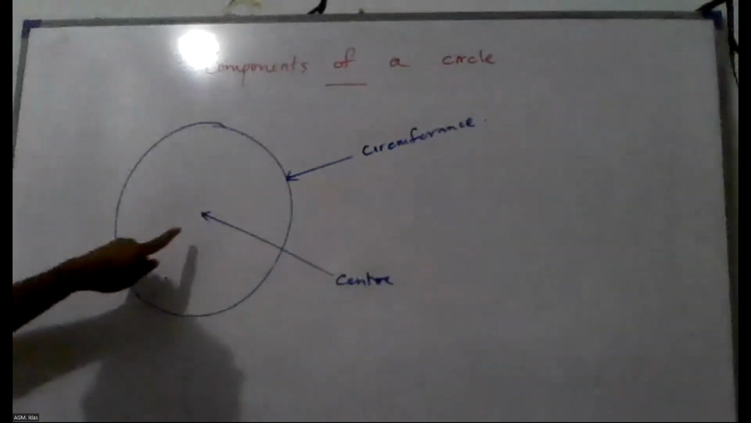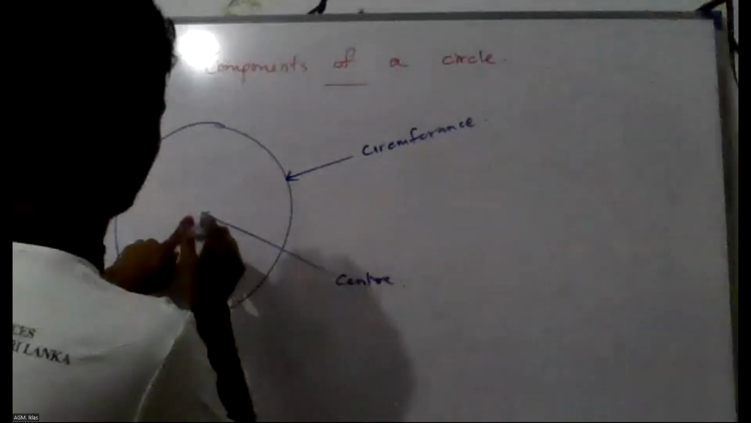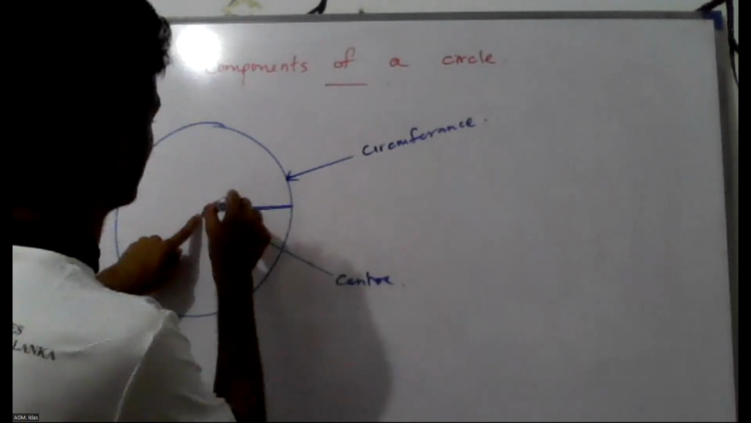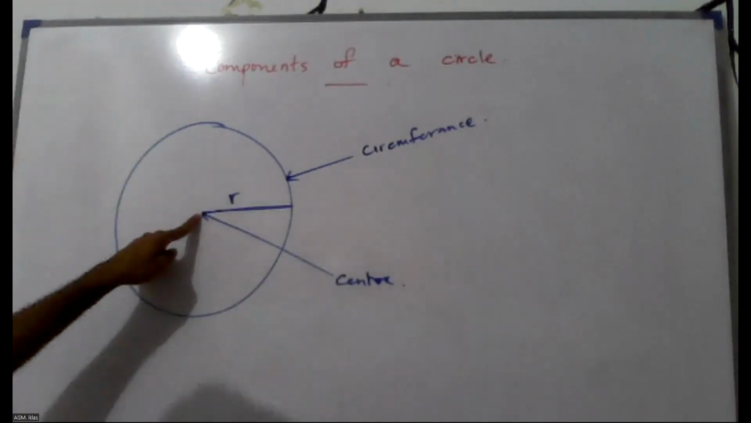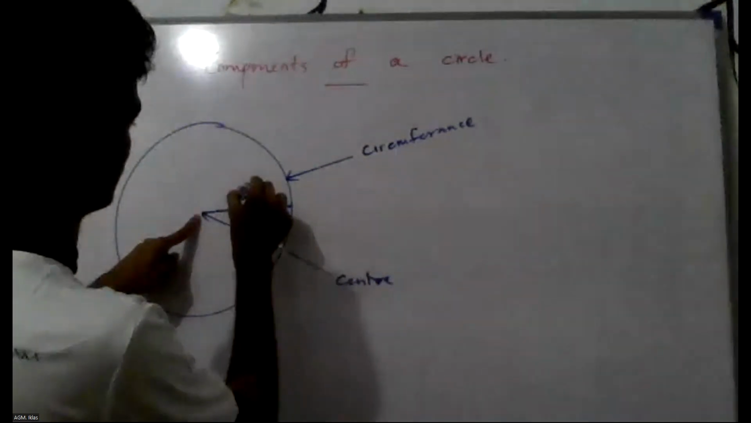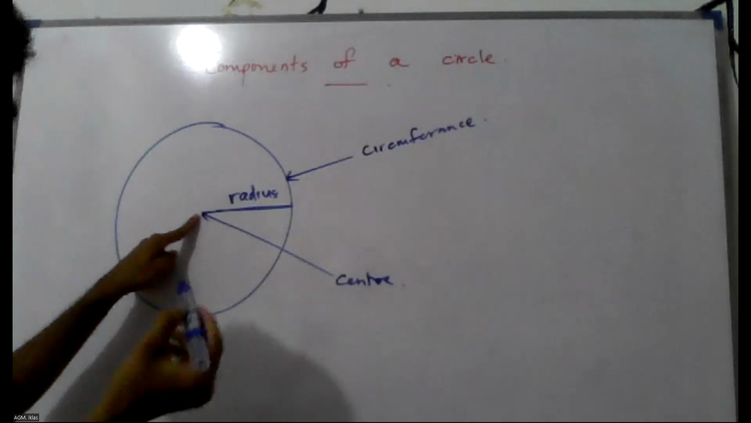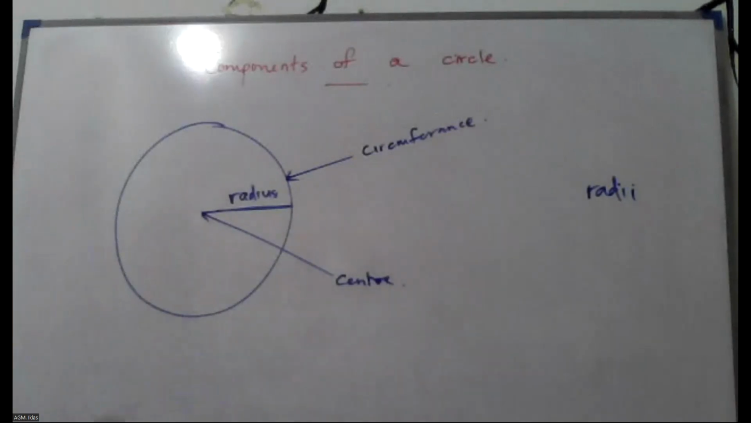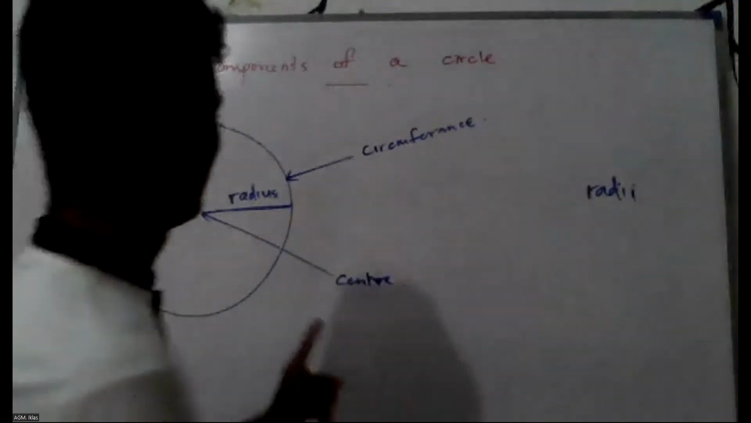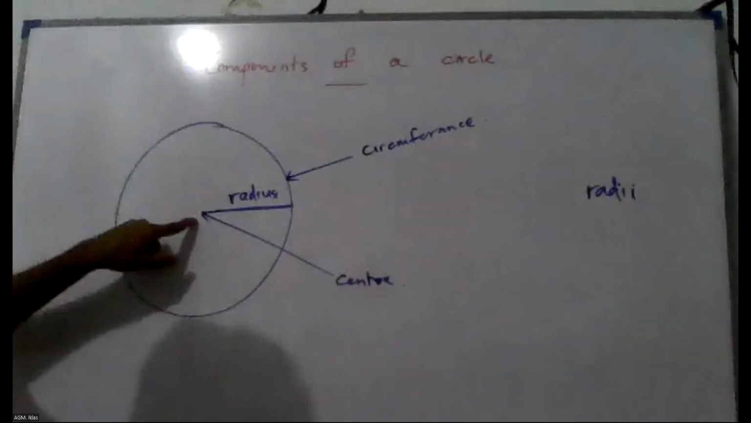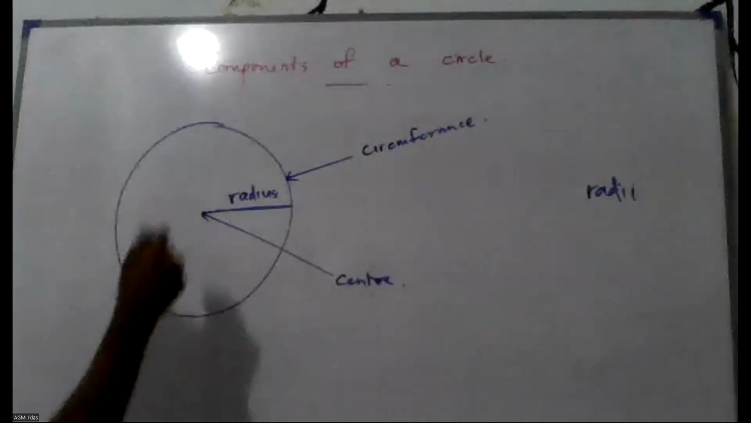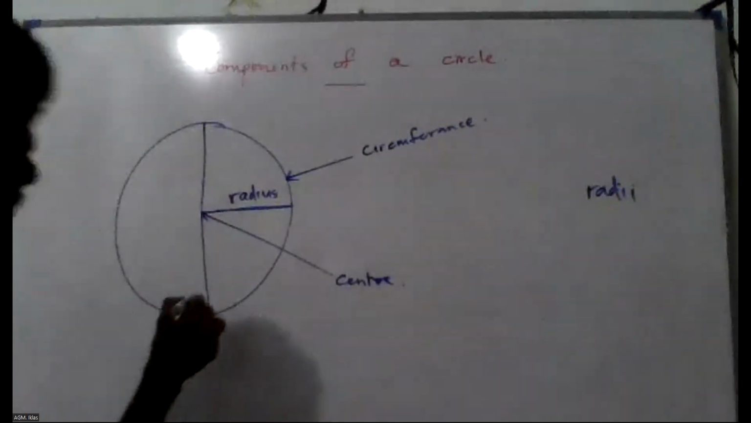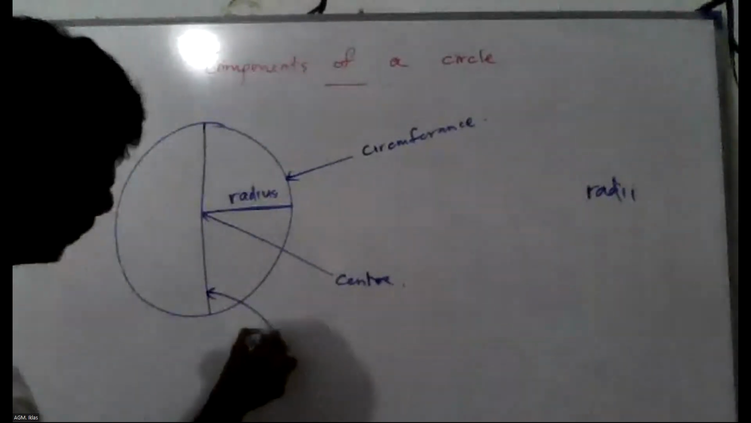Again, the line drawn between the center and a point on the circumference is called the radius. We denote it as R. The plural of radius is radii. Again, the length between two points on the circumference which goes through the center is called the diameter. So this line goes through the center. We denote it as D, diameter.